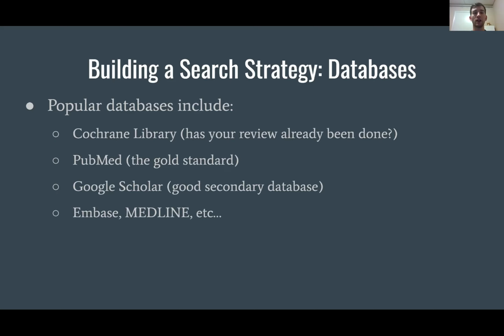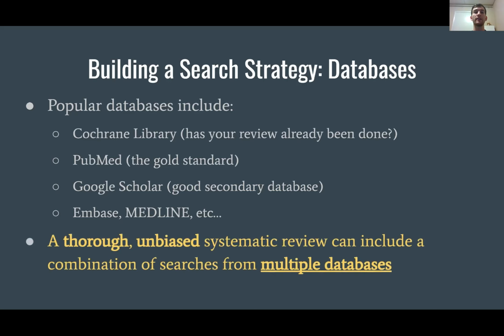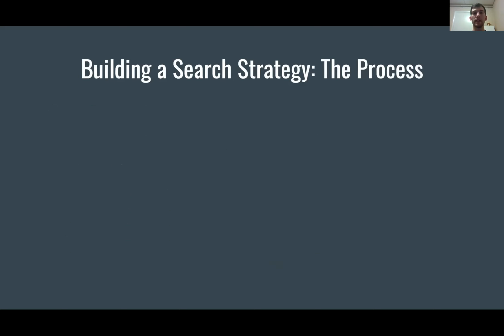Then obviously there's a couple other ones out there like Embase and Medline, which again are all great databases. And the important thing to remember is that if you're conducting a thorough and unbiased systematic review, you want to try and use a combination of searches from multiple databases. So typically a lot of reviews or recommendations from the Cochrane library include using PubMed supplemented with maybe Google Scholar as a secondary database, and then maybe even adding on Embase or Medline. And that's about it for databases.